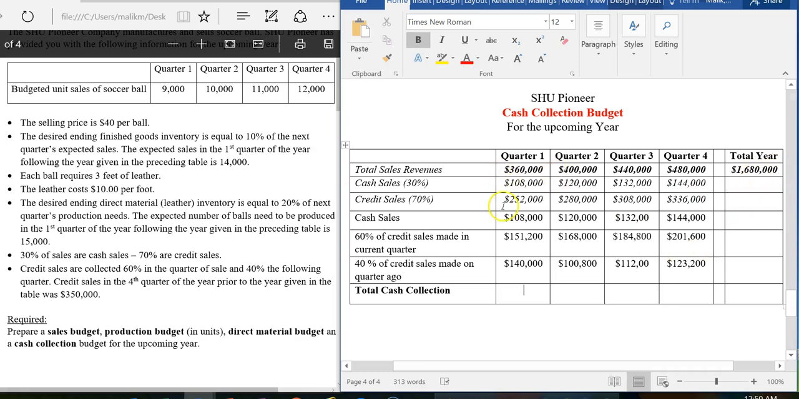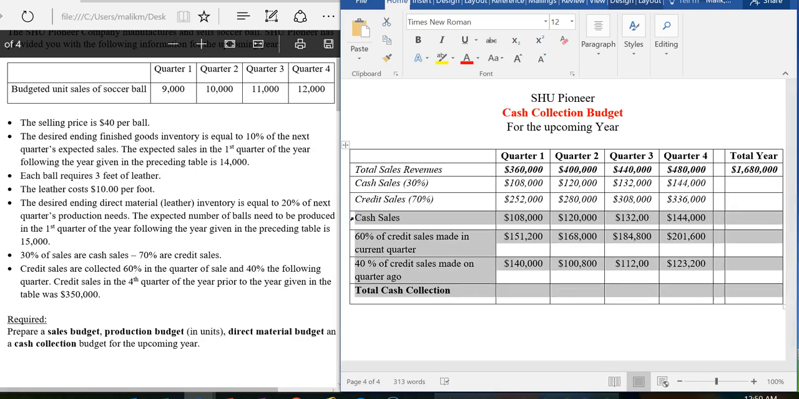Right. So let's do quarter one. So quarter one total cash collection budget will be these three numbers. Remember, our actual cash collection budget is here up to this. This is our actual cash collection budget. But these previous parts are actually some workings. So when we're gonna do the total, we'll consider only up to this.